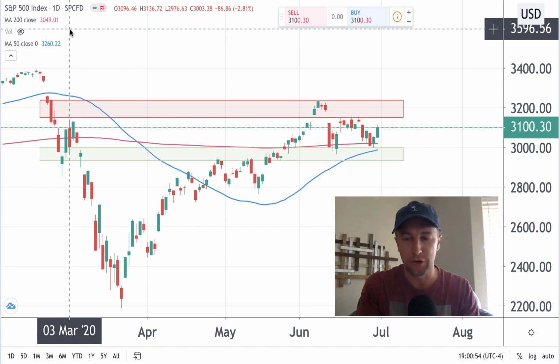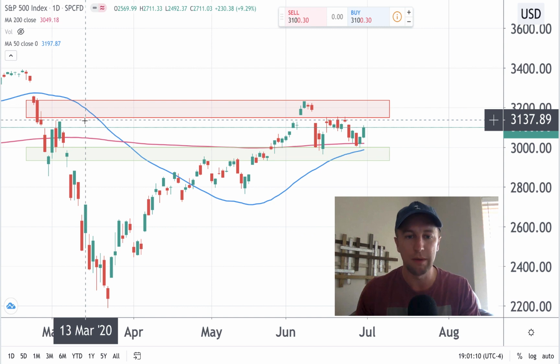Today is June 30th. We're going to look at a couple different time frames, the daily and the 30-minute time frame. We're going to look at supports, resistance, and where I see the price heading into tomorrow and the rest of the week.